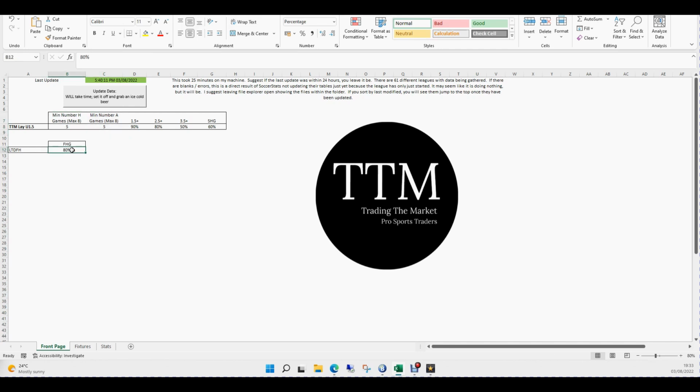Here, first half goals. Some people want to trade the first half market. That's fine. Here you can change the amount. At TTM we recommend 90% for the first half goals. This way you should be able to trade it with a level of confidence. Next tab over is the Fixtures tab.